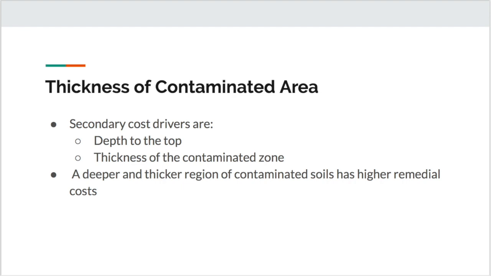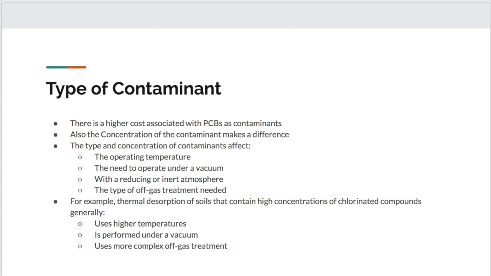So the next cost driver is the contaminated area, which is a secondary cost driver, which is the depth to the top and the thickness of the contaminated zone. So a deeper and thicker region of contaminated soils has higher remedial costs because it's a larger area and you're trying to get more contamination out of that area. The type of contaminant is a third cost dependent factor.